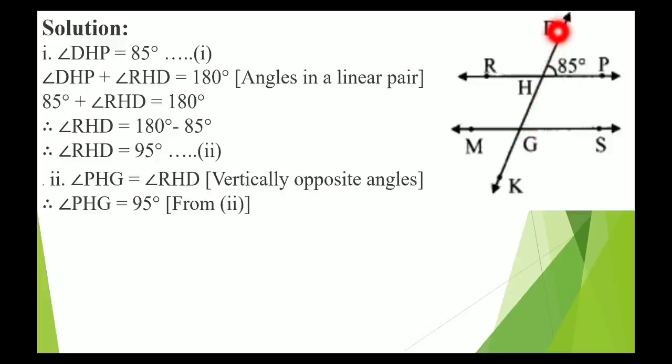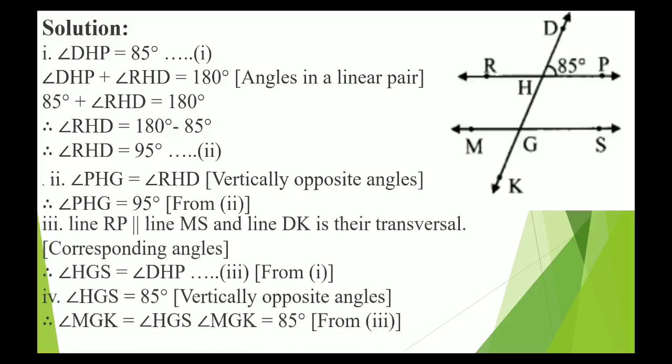Next, PHG is equal to RHD. Both are vertically opposite angles. So PHG is equal to 95 degrees. Why 95 degrees? Because RHD is equal to 95 degrees. We got it from statement number 2. So if both are equal, when RHD is equal to 95 degrees, therefore PHG will also be 95 degrees from statement number 2.